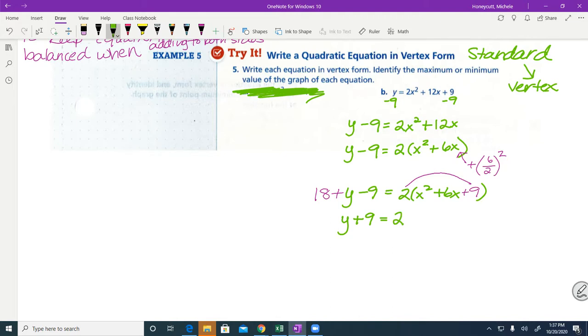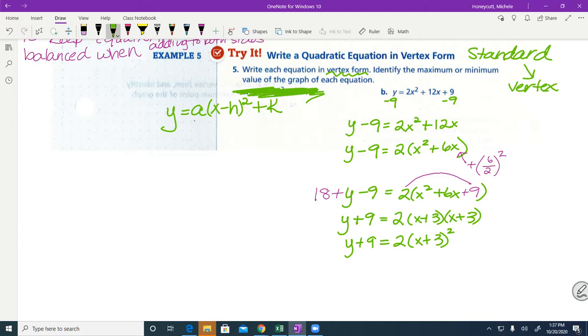I can factor x squared plus 6x plus 9 into x plus 3 times x plus 3, which is the same as y plus 9 equals 2 times x plus 3 squared. Now, what are we trying to do again? We're trying to write the equation in vertex form. And vertex form is y equals a times x minus h squared plus k.